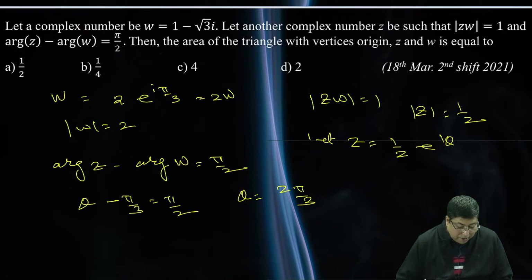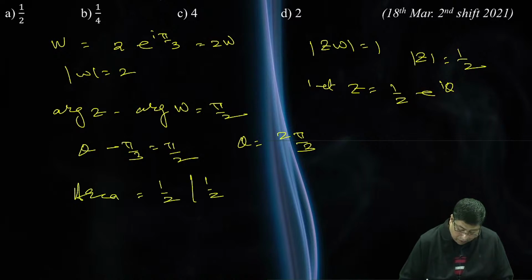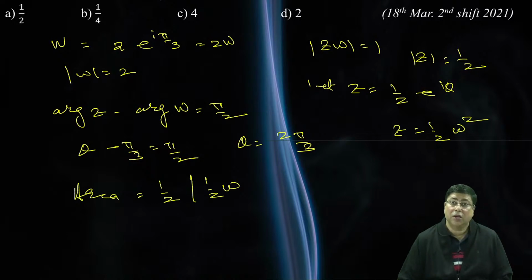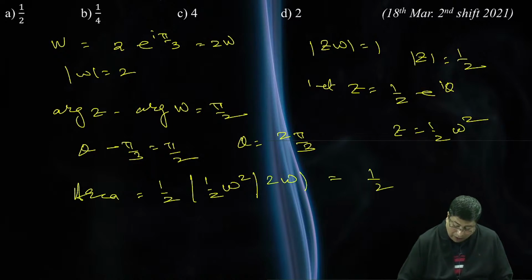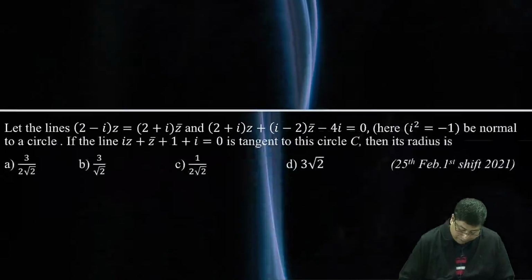So what can be written? Therefore, area is half base. Actually, it is omega square. Z can be written as half omega square, which is the cube root of unity. So omega square into 2 omega. So we are getting to be half as omega cube equal to 1. Okay. So let us go to the next sum.